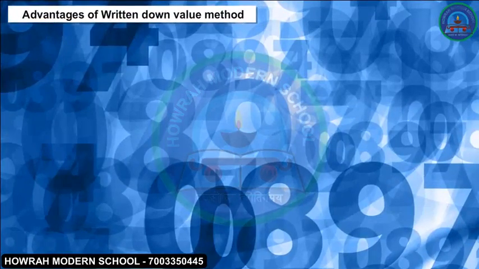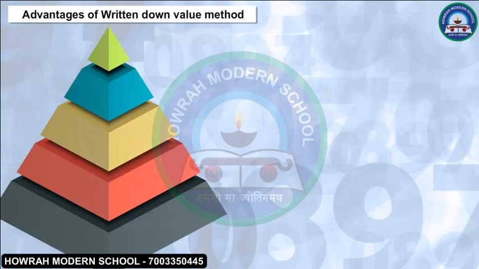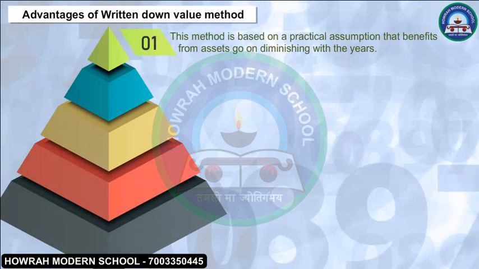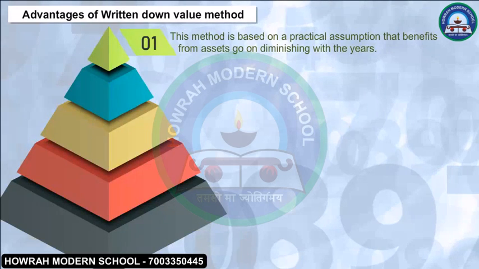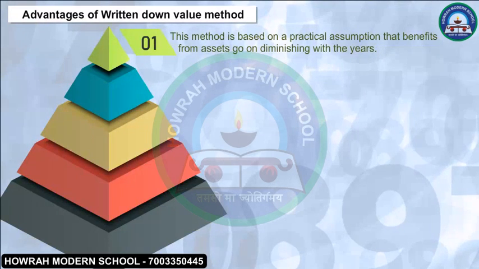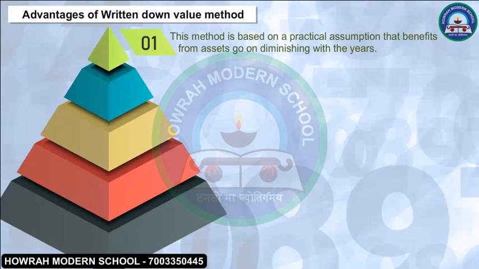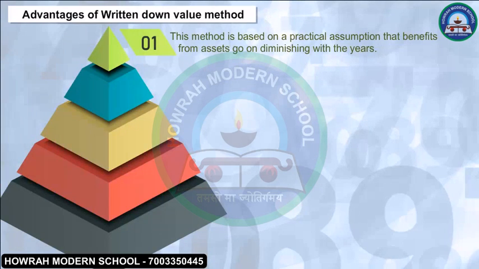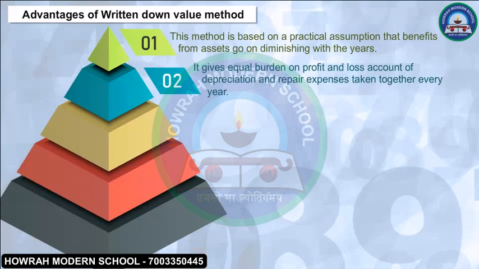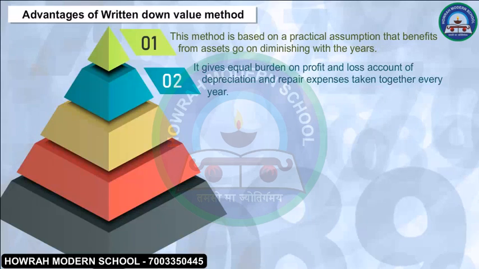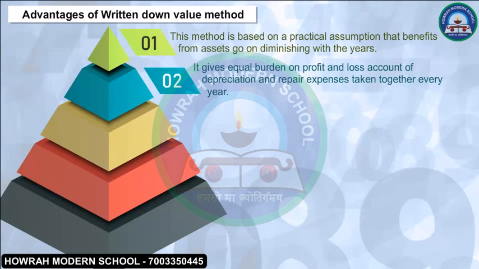Advantages of written down value method. This method has the following advantages. This method is based on a practical assumption that benefits from assets go on diminishing with the years. Hence, in this method, higher depreciation is charged in the earlier years when the assets are more useful. It gives equal burden on profit and loss account of depreciation and repair expenses taken together every year.